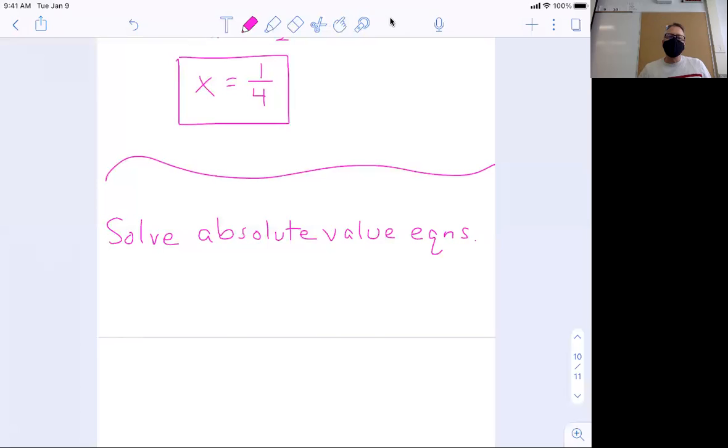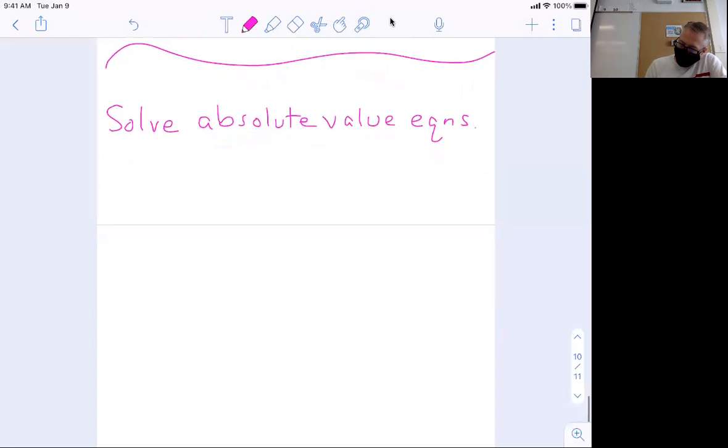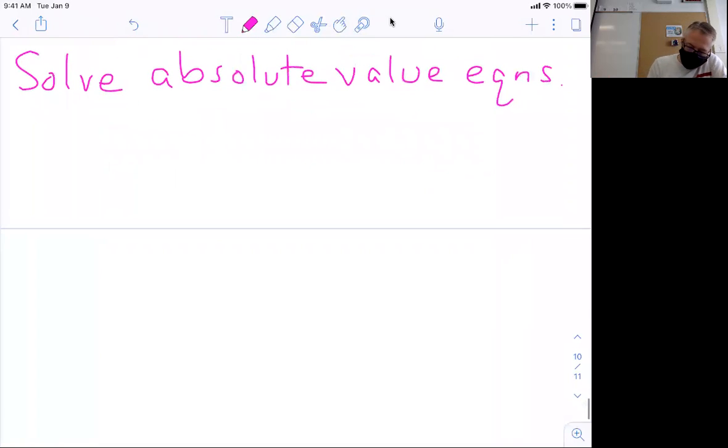And this goes kind of nicely with the radical equations because the process is similar. We're going to isolate the absolute value and then solve. So for our first example, let's take 3 plus 4 times the absolute value of 5x plus 2 is equal to 15.